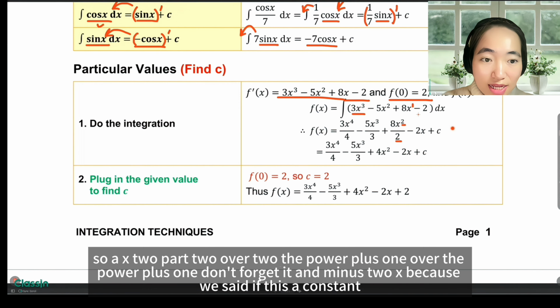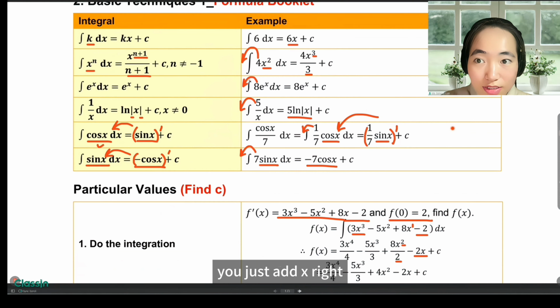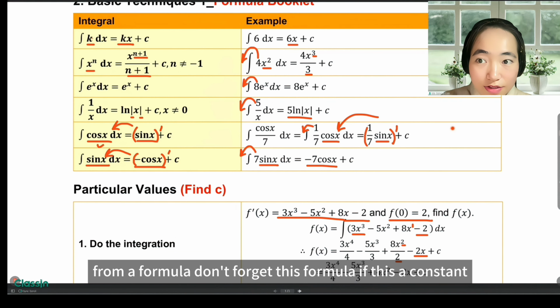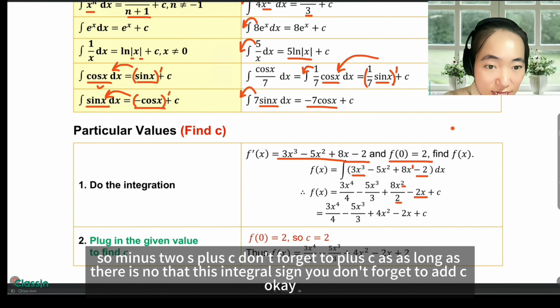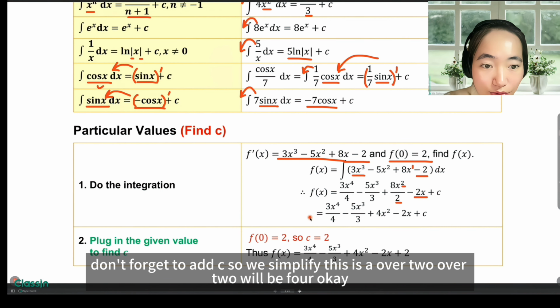And minus 2x, because we said if it is a constant, you just add x, right? From a formula. Don't forget this formula. If it is a constant, you just add x. Okay, so minus 2x plus c. Don't forget to plus c. As long as there's no integral sign, don't forget to add c. Okay, don't forget to add c.